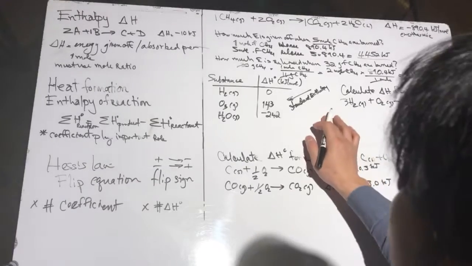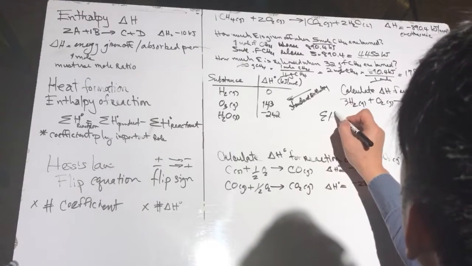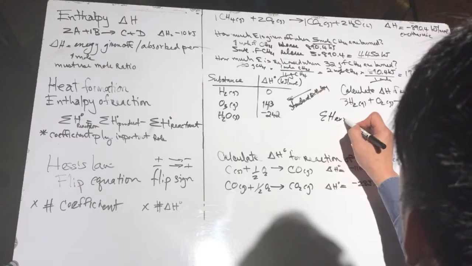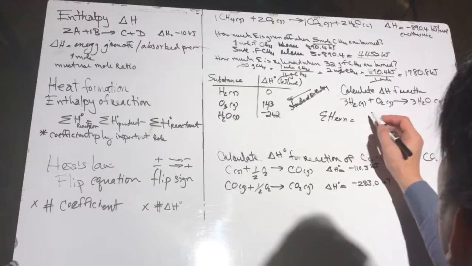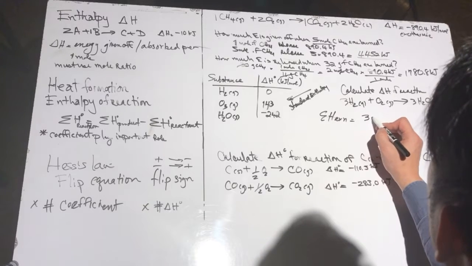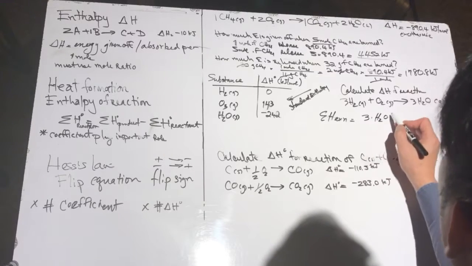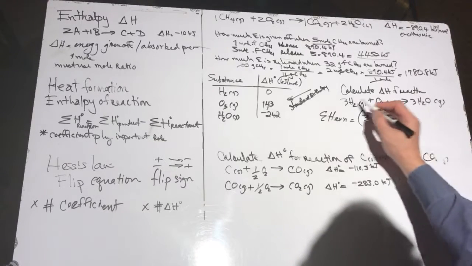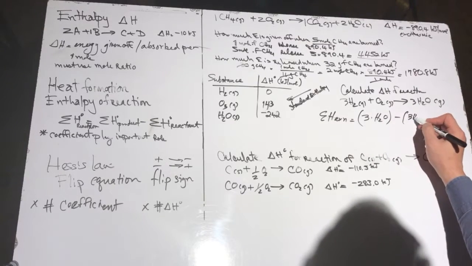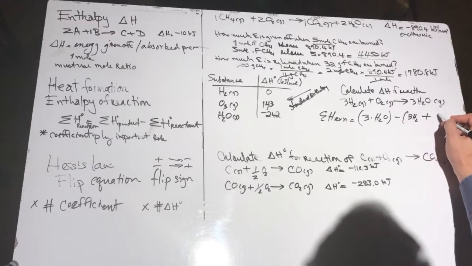So the formula says the products. I'm just going to say delta H of reaction is the products. How many products do we have in this case? We only have one. Remember, it would be this, minus the reactants. How many reactants do we have? We have 2.